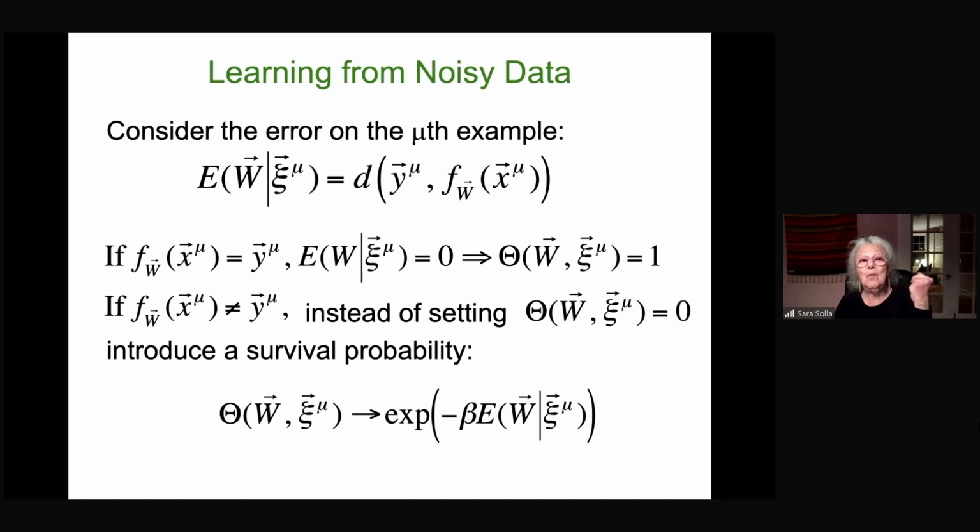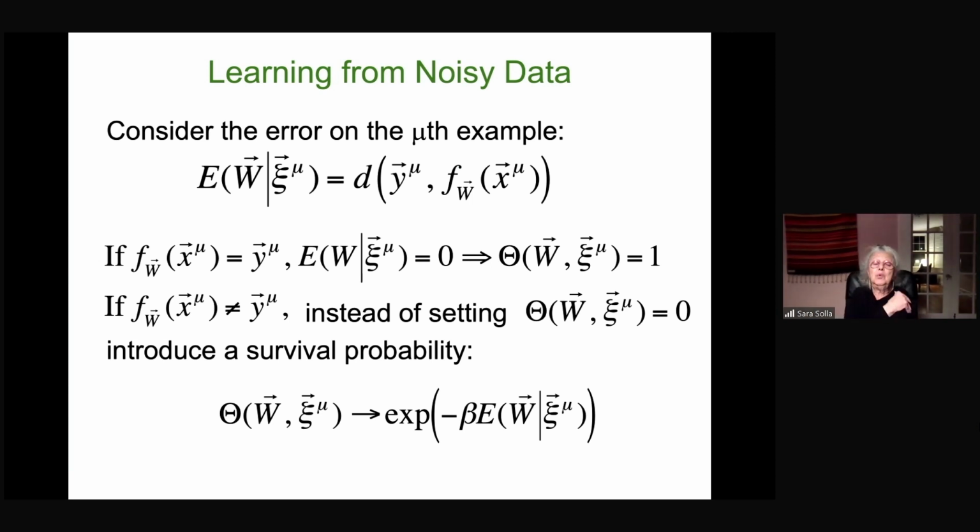So let's consider again what was the error that the network W made on example mu. It was the distance between Y mu, which is the desired output, and F_W acting on X mu, which is the output produced by that particular network. Of course, if F_W of X mu is equal to Y mu, the distance will be 0 and the error will be 0. And then we say the error of W on X mu is 0, and we want the function theta of W for that particular example X mu to be 1. So that's where we were before.